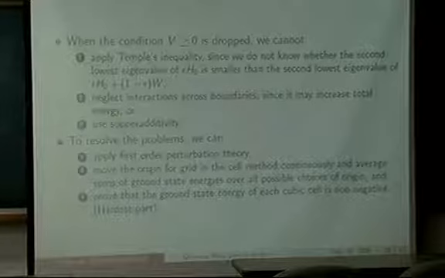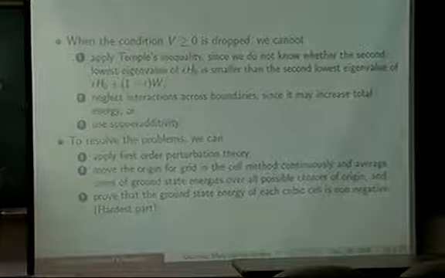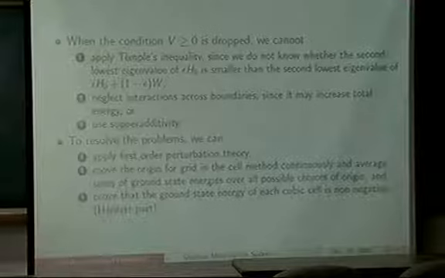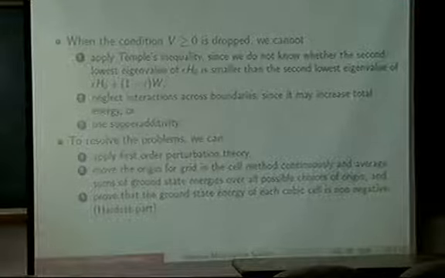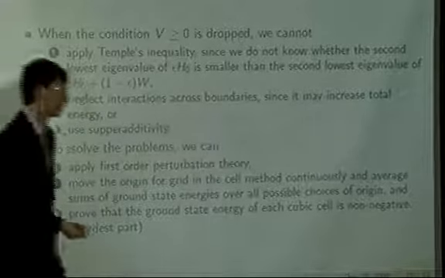So in my first paper, I got rid of the condition that B is non-negative. If you drop this condition, then you find some difficulties. First of all, we cannot apply Temple's inequality. It's a very technical reason, but it's not a big problem. The second one is in the cell method.